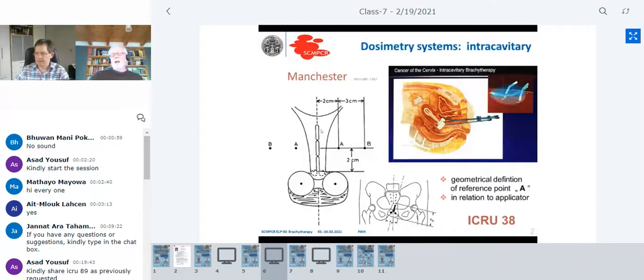You have just seen the definition of the Manchester point A. For my part of the presentation, I want to use Manchester point A as a purely geometrical definition, purely related to the geometry of the applicator, and not look at the anatomical definition that we have heard about. This is one way to look at this, and it's very practical with the modern applicators that we have right now, to see point A as a geometrical point.